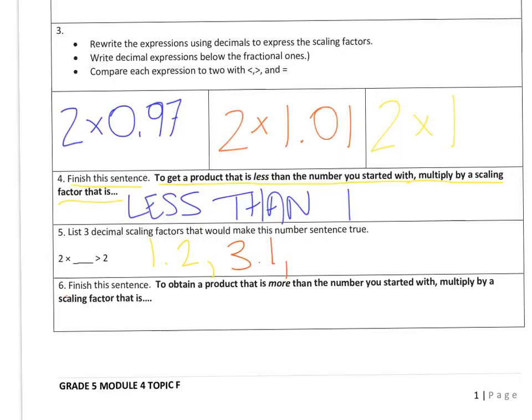Then we finish this sentence. To obtain a product that's more than the number you started with, multiply by a scaling factor that is greater than 1. Greater than 1.